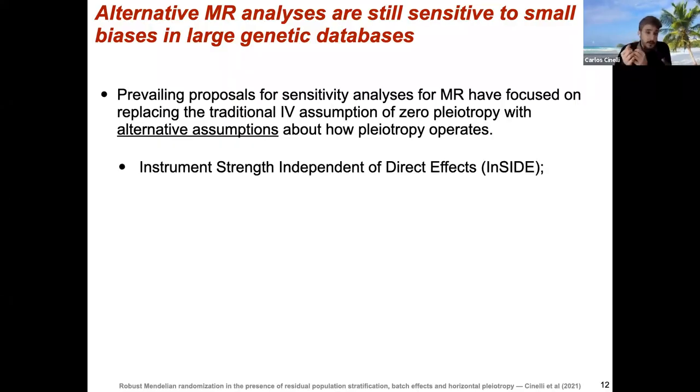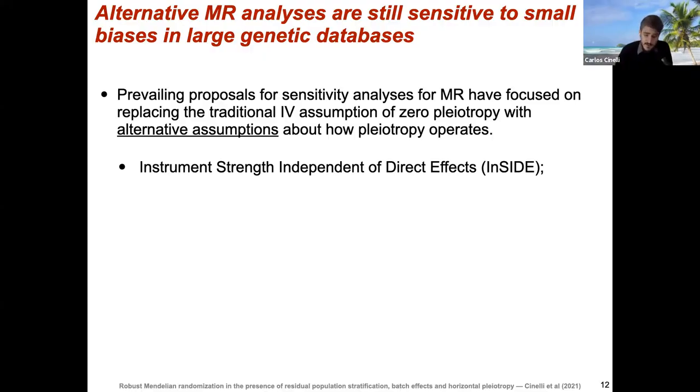For example, a very popular assumption is the assumption of instrument strength independent of direct effects. This is valid not when you're using a polygenic score, but when you're using multiple genetic instruments. We're going to assume that the association of the genetic instrument with the exposure trait is independent of the direct effect of that genetic instrument on the outcome trait. This is called the InSIDE assumption, and MR-Egger is a very popular alternative analysis.